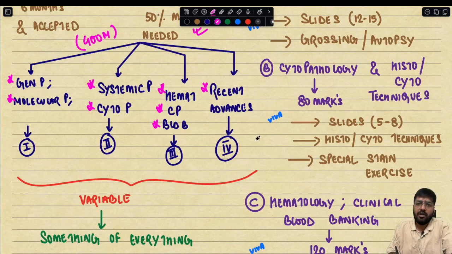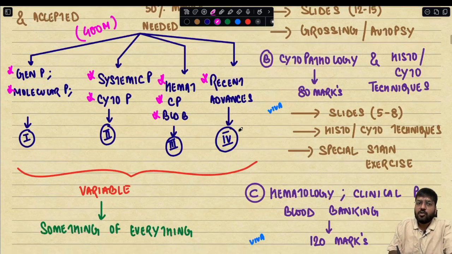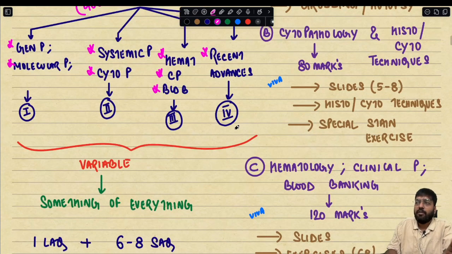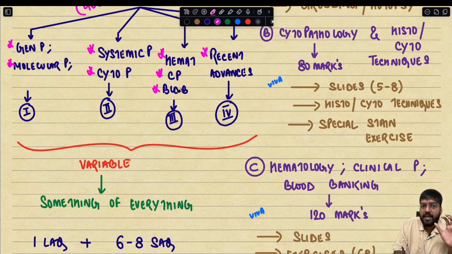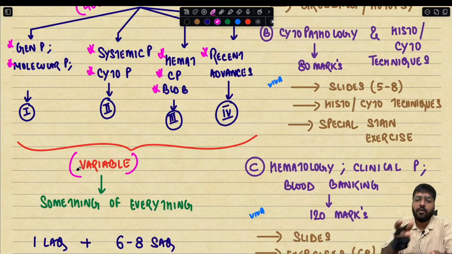For example, in certain universities, recent advances might be introduced in all 4 papers. Even in paper 1, they might give recent advances. Even in paper 2, even in paper 3. Again, a hemat question may be asked in paper number 1 also, or in paper number 4. A systemic path question may be asked in paper number 4. So the division of these questions is very rough. More or less 80 to 90% of the questions will come for that paper only, but remember, a few questions can come from the other parts as well. So this division is not strict. This division is quite variable and it varies from college to college.